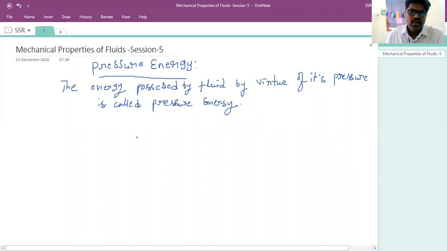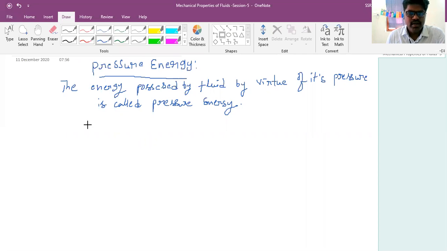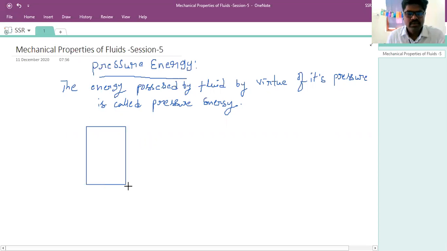Okay, so how to calculate this pressure energy? What is that value? For that, you can take a simple container. Instead of a big dam, a simple container like this. That container is connected with a pipe at the bottom part of the container. There is a pipe like this. Let us say it contains a certain amount of water. This is the free surface of the liquid in the container, there is some liquid level or fluid level.